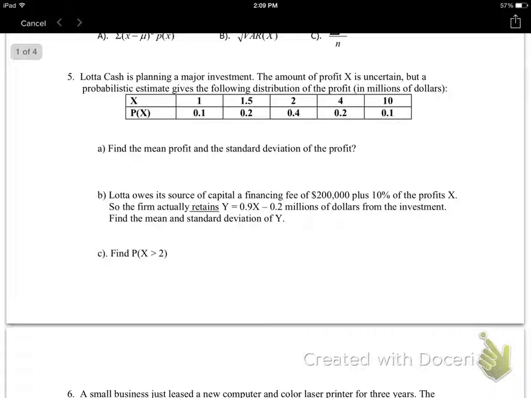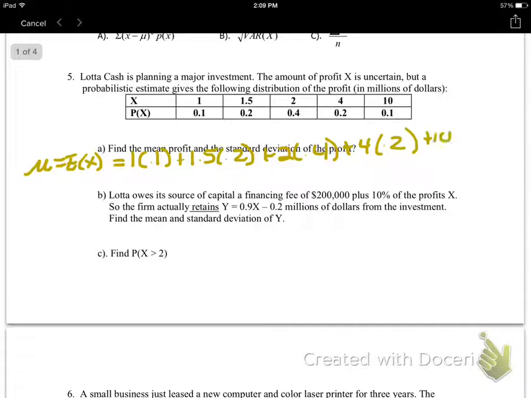We got a lot of cash, and they want us to find the mean profit and standard deviation. So let's do this: the mean is equal to the expected value. It's equal to 1 times 0.1 plus 1.5 times 0.2 plus 2 times 0.4 plus 4 times 0.2 plus 10 times 0.1. All right? And my answer is 3, so it's $3 million, because they said in millions of dollars.